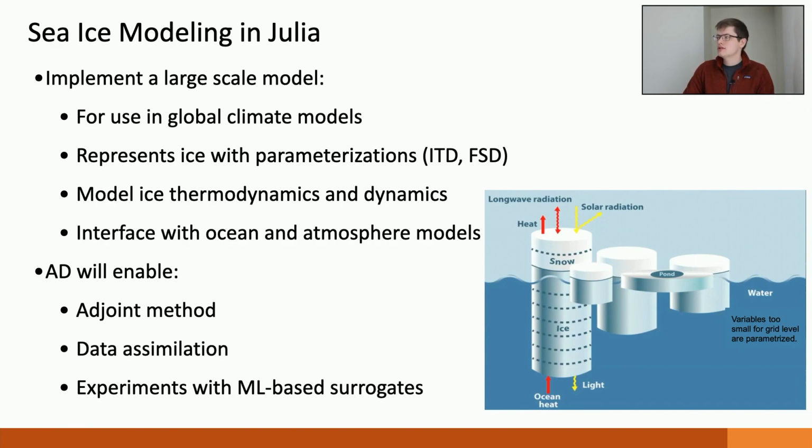And the goal for this sea ice model is to model both ice thermodynamics and dynamics, tracking both the ice thickness distribution and floe size distribution, and for it to also interface with ocean and atmosphere models, ideally CliMA models, such as Oceananigans and also some of the CliMA atmosphere components. And as Patrick touched on, AD currently is being used to enable the adjoint method and sensitivity tests, and in the future it opens up opportunities to use data assimilation and to experiment with machine learning-based surrogates.